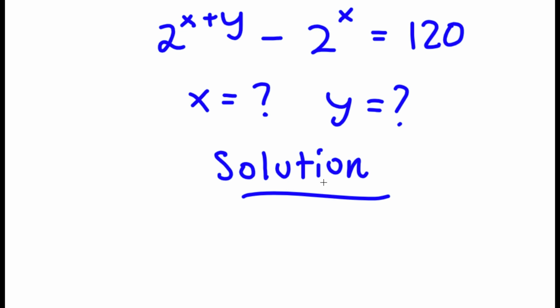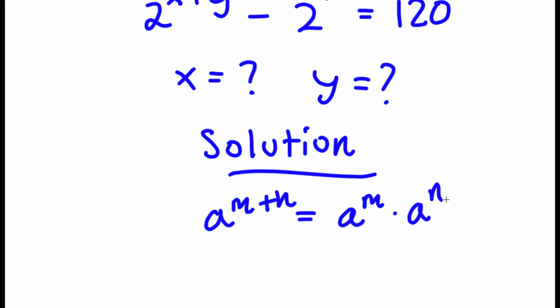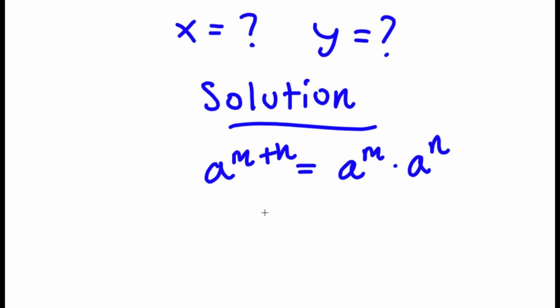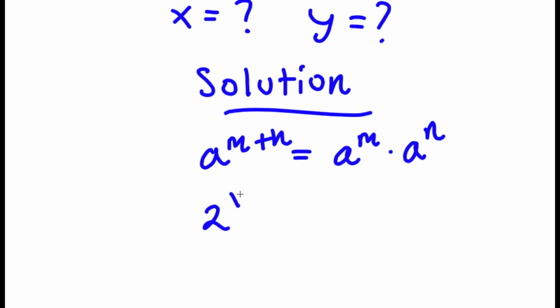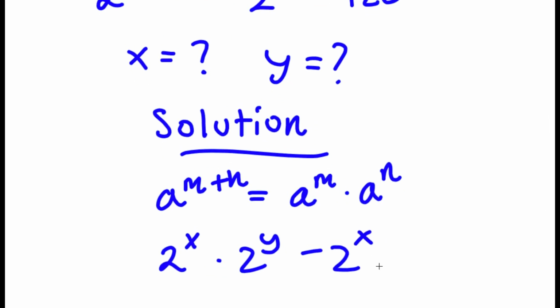I'm going to first start by using the property of exponents that states that a to the power of m plus n is the same thing as a to the power of m times a to the power of n. Meaning 2 to the power of x plus y, I can rewrite this as 2 to the power of x times 2 to the power of y, and I have this minus 2 to the power of x is equal to 120.